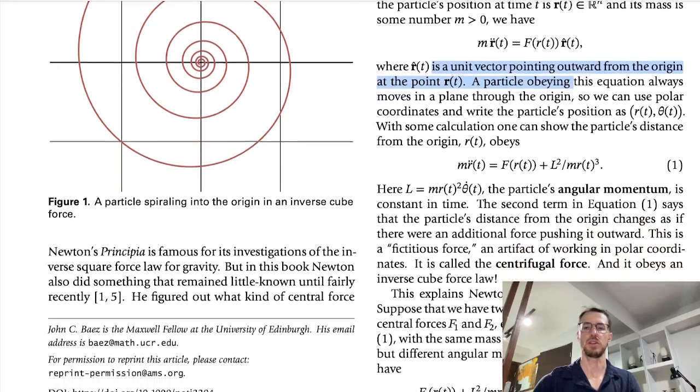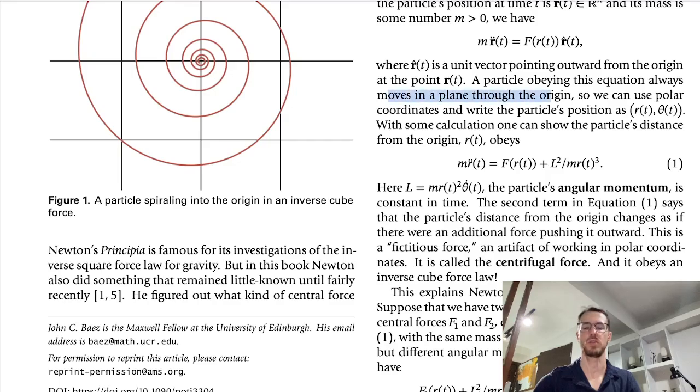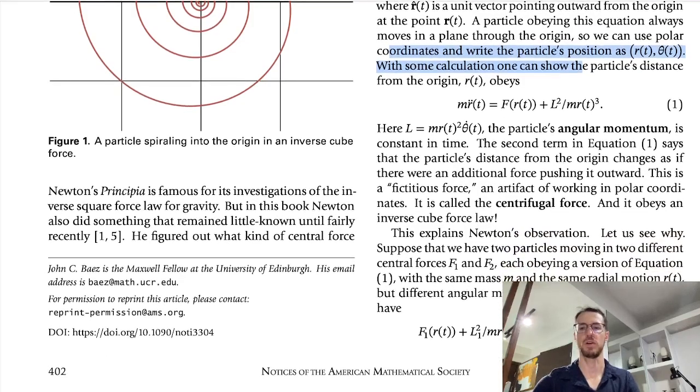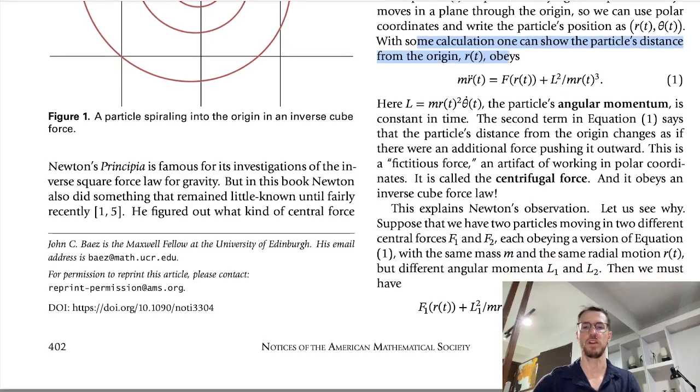A particle obeying this equation always moves in a plane through the origin, so we can use polar coordinates and write the particle's position as (r(t), theta(t)). With some calculation, one can show the particle's distance from the origin r(t) obeys m r''(t) = F(r(t)) + L^2/(m r(t)^3). Here, L equals m times r(t) squared times the derivative of theta(t). The particle's angular momentum is constant in time.